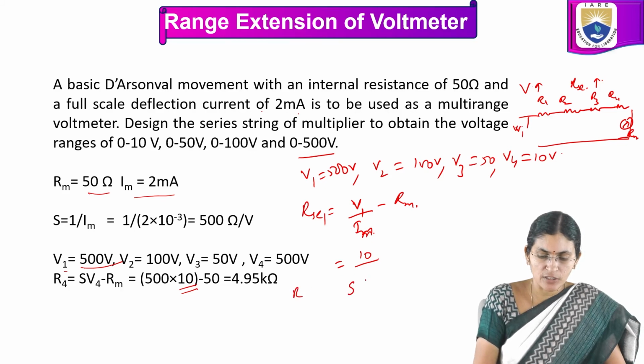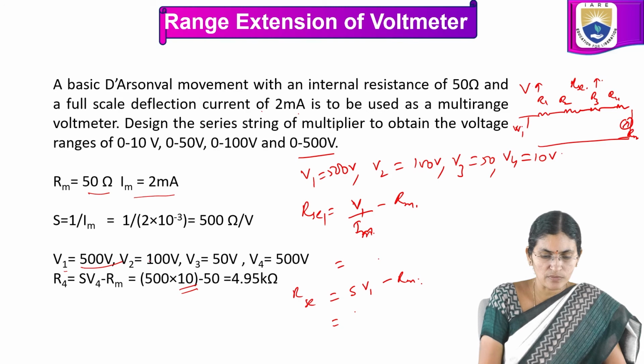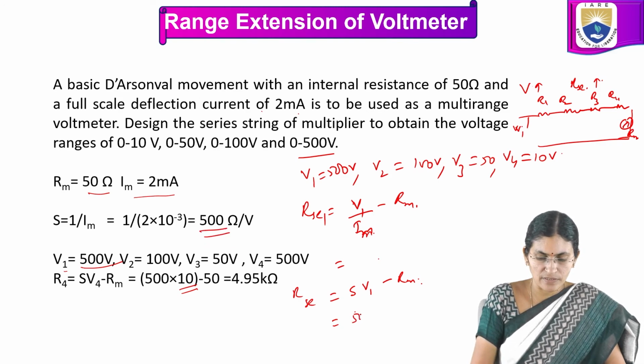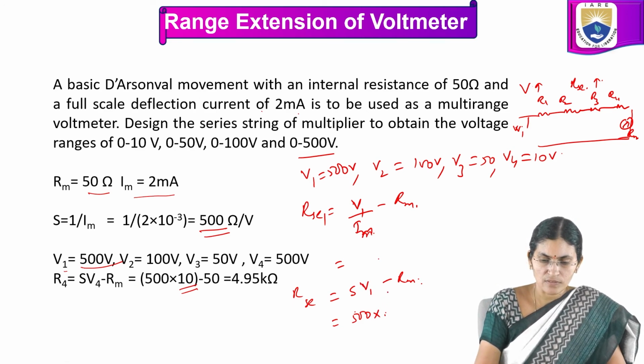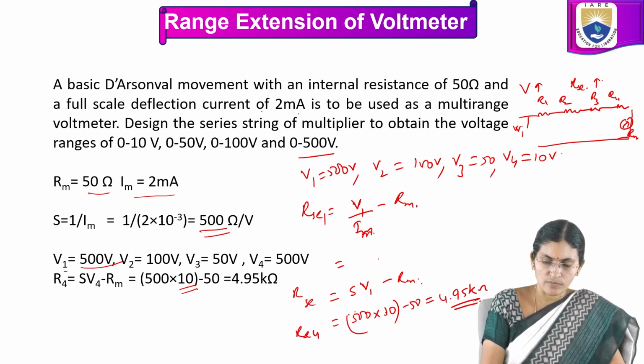We can write this as S into Im. RSC is equal to S into V minus Rm. So here S is equal to 1 by Im, we can write this equation as S into V1 minus Rm. So S is equal to 500, and with V4 equal to 10, we get 4.95 kilo ohms. So this is R4, RSC4.